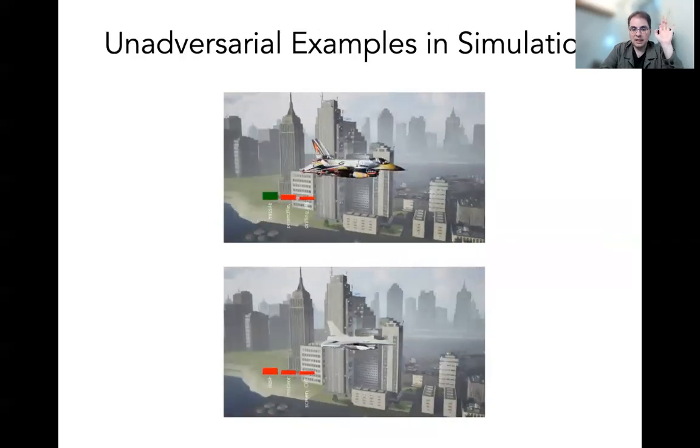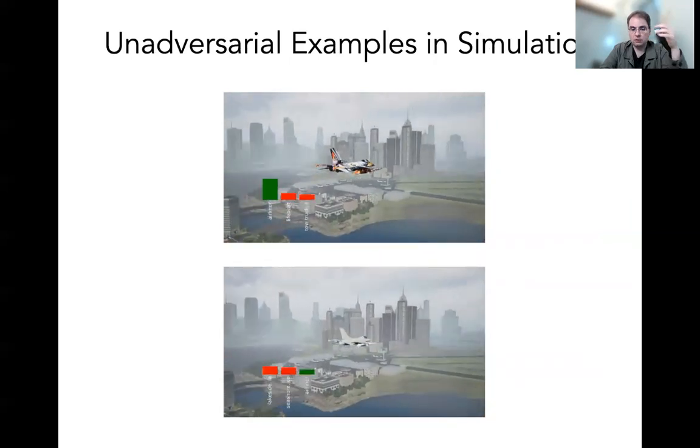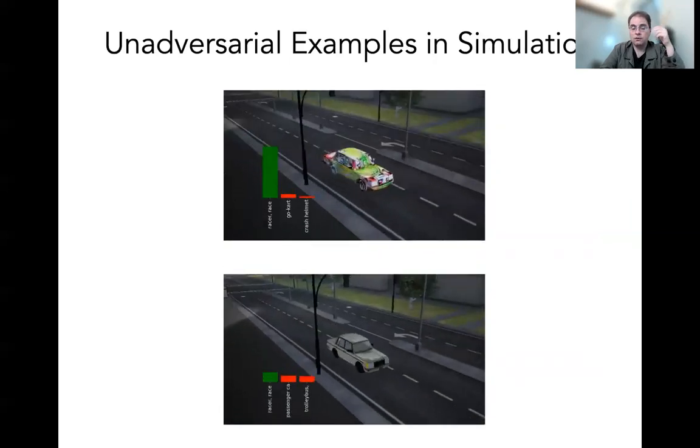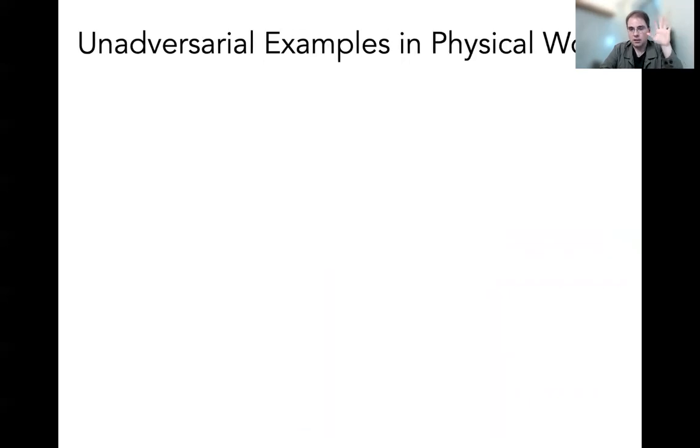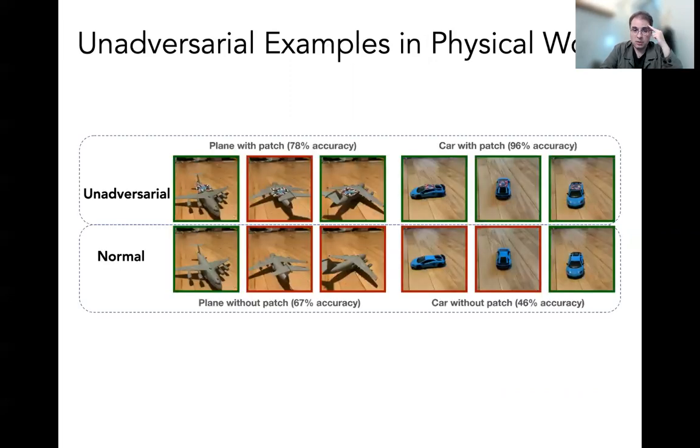Then we took it to the next level and looked at simulations to figure out if there are these kinds of gains there. But then we realized, okay, as nice as simulations are, in the end we want to see whether it actually works in the real world. And that's what we did. So essentially, we took a bunch of physical objects, printed some unadversarial patches for them, and measured how much better the detection of these objects is, and the answer is much better.